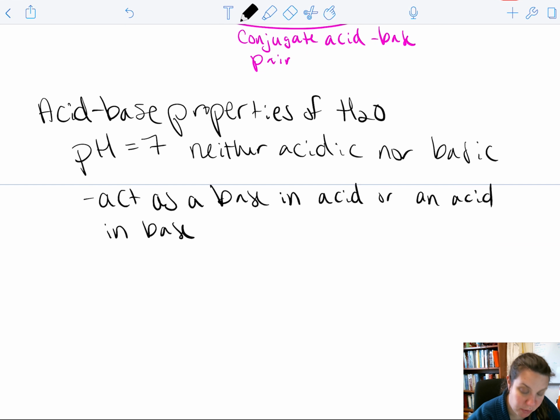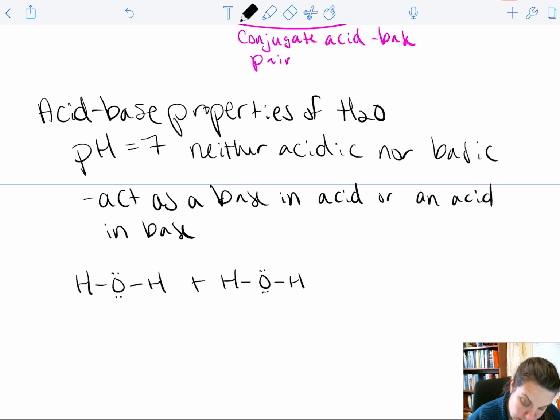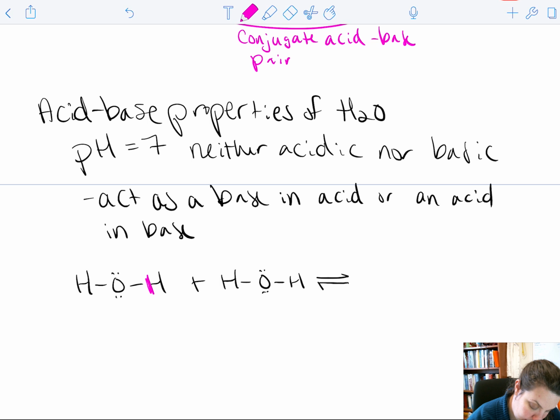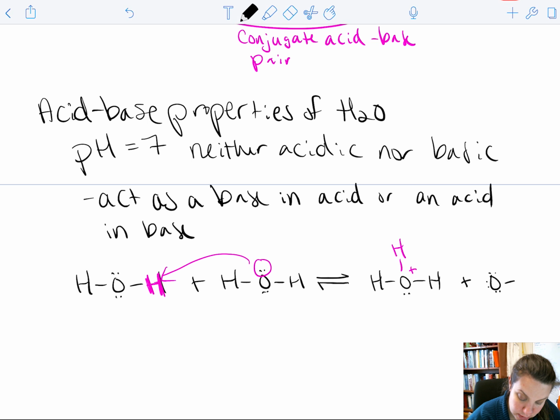If we just have pure water, it will actually react with itself. If we have 2 water molecules, for instance, they will react with each other, where one substance takes a hydrogen from another. I'm just going to highlight this hydrogen right here: one water molecule will take a hydrogen from another water molecule, and you will produce hydronium, H3O plus, and you will also produce hydroxide, OH minus.